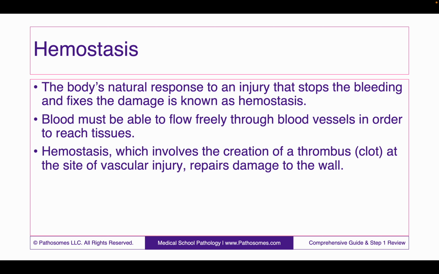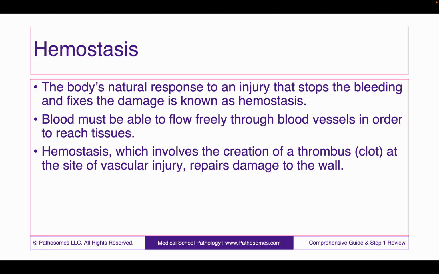So in general, high-level overview, what is hemostasis? Hemostasis is the body's natural response to an injury that stops the bleeding and fixes the damage. Now, I'm sure that you know, blood must be able to flow freely through blood vessels in order to reach tissues, right? If that doesn't happen, ischemia occurs: lack of oxygen, lack of ATP generation, necrosis, etc. It's not good when oxygen can't reach its endpoint destinations.